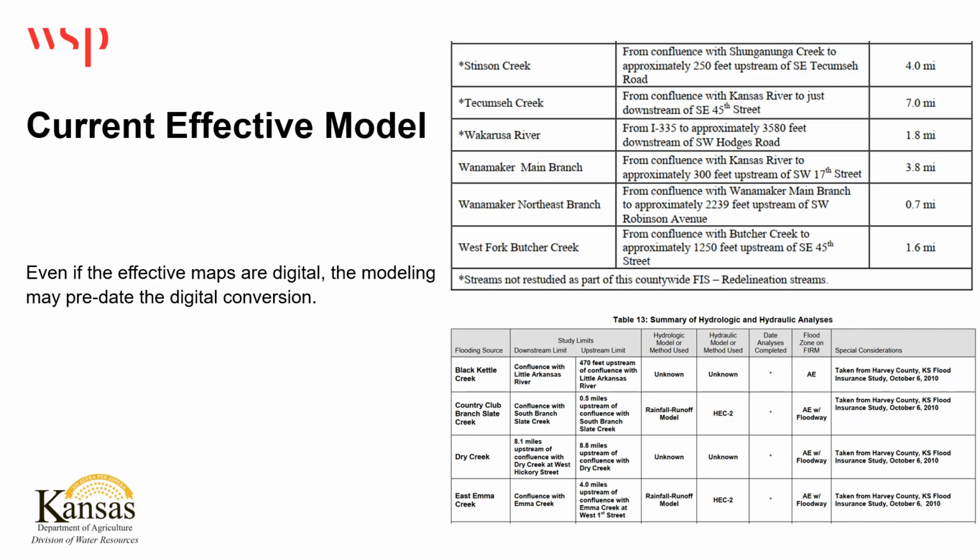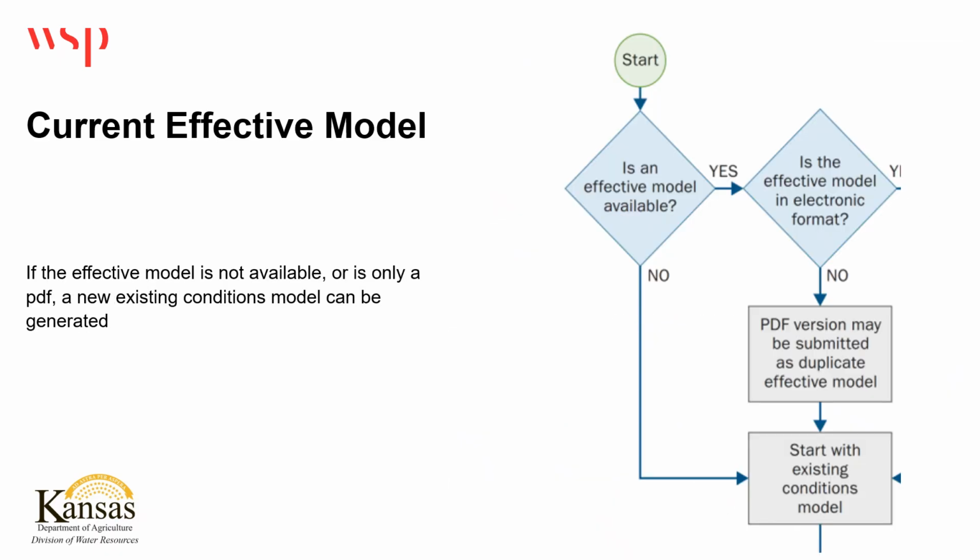The bottom table is from a newer FIS, where the table actually will tell you if they know what the hydraulic model was used for the study. So you can see there, some of them just say unknown, that means it's probably not available, and some of them say HEC2 model was used, and so that also probably will not be available, or will only be available as the PDF shown in the previous slide. If the effective model is not available, or all you have is the PDF version of an old model, then we can just skip right on ahead to generating a new existing conditions model.